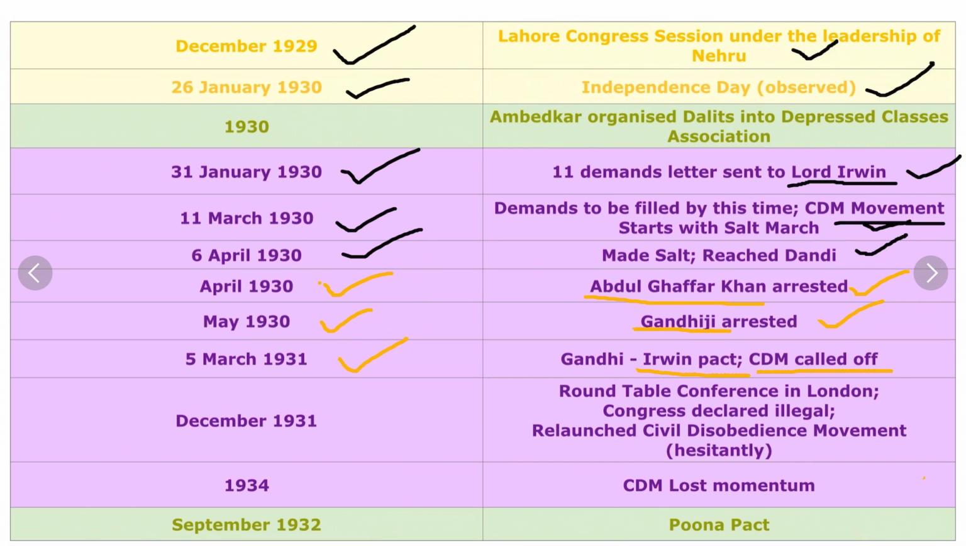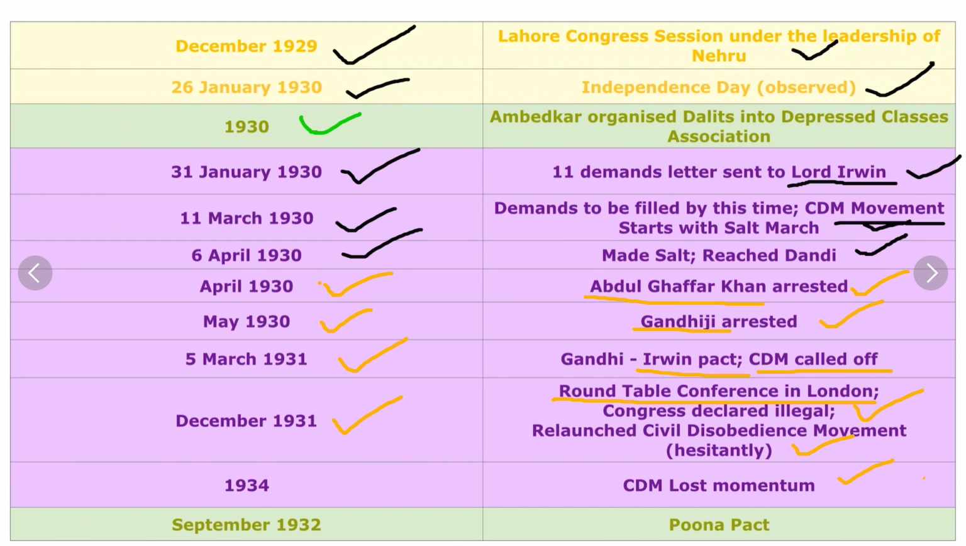According to the Gandhi-Irwin Pact, Gandhiji agreed to participate in a round-table conference to be conducted in London, and the British would release the political prisoners. But when Gandhiji went to London in December 1931, negotiations broke down and he returned disappointed, only to find that Jawaharlal Nehru and other leaders were arrested and the Congress was declared illegal. Gandhiji relaunched the civil disobedience movement, but hesitantly. It continued for a year before the movement lost momentum in 1934.